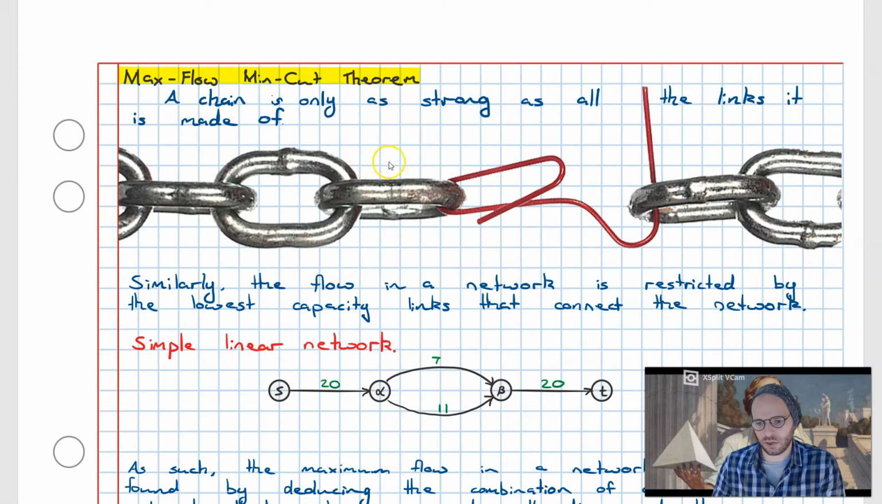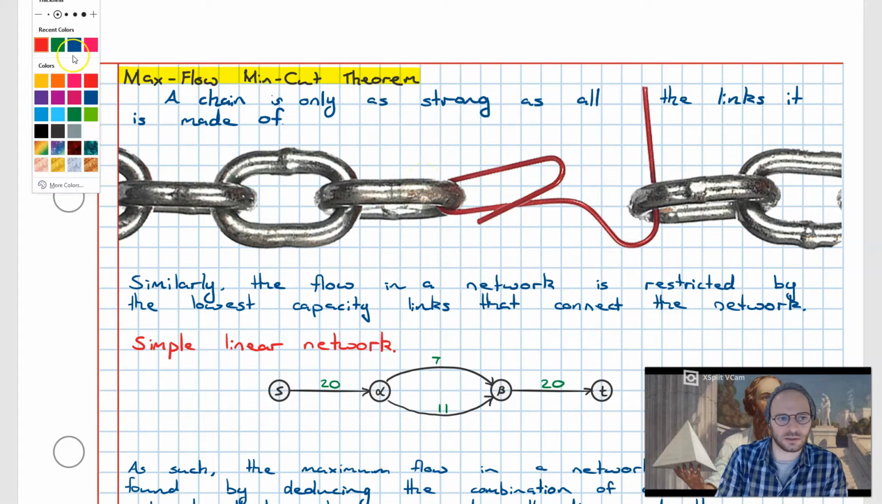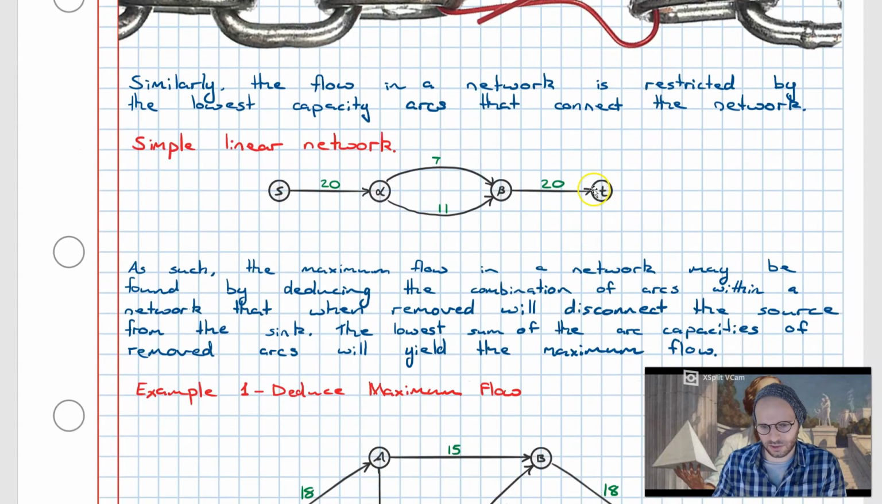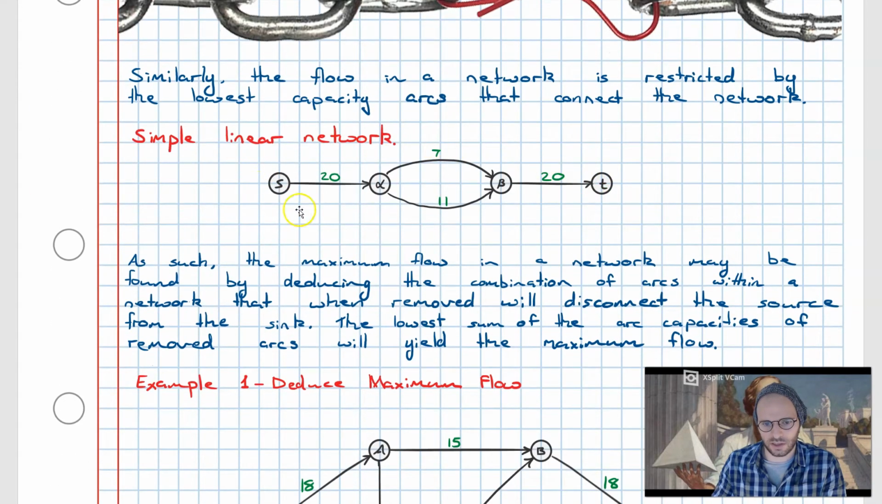Now this is similar to a network. The flow in a network is restricted by the lowest capacity links that connect the network, or the lowest capacity arcs. Now if we draw our attention to the diagram that's seen over here, what we've got is what appears to be a mostly linear network. It's composed of 4 nodes, the source S, alpha, beta, and the sink T.